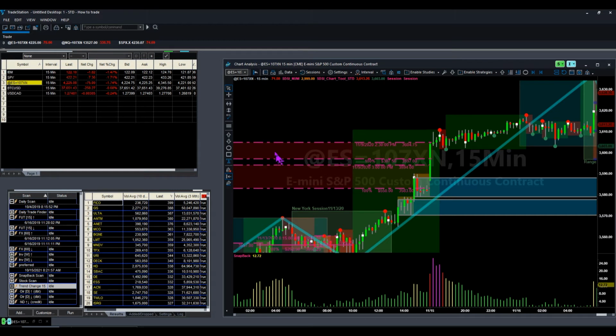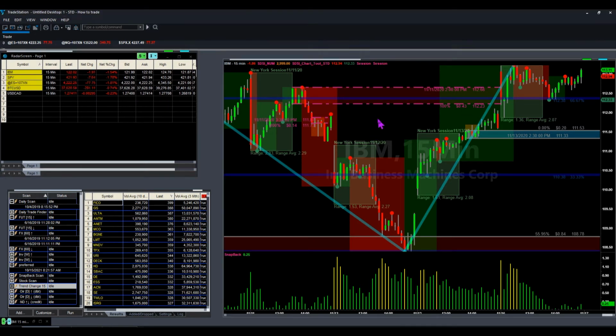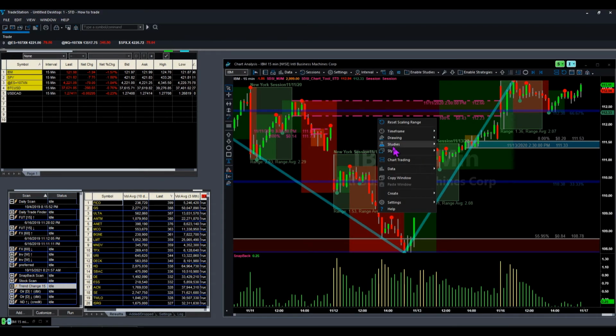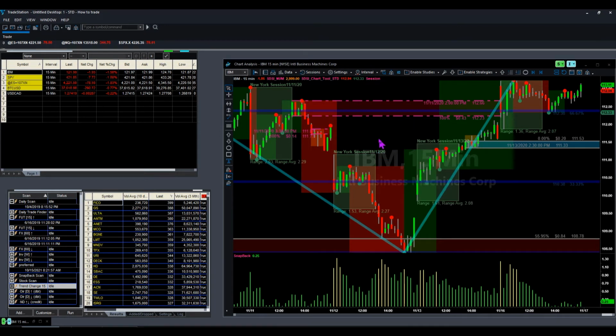So let me flip you through the different assets so you can see what the charts look like for the different types of assets. So here's a chart for IBM, and you can see that the session tools are currently turned on. And let's say maybe you weren't interested in seeing the session tool. All you need to do is, once you've turned that study on, you can go over here to enable, disable sessions, and you can turn the sessions off.